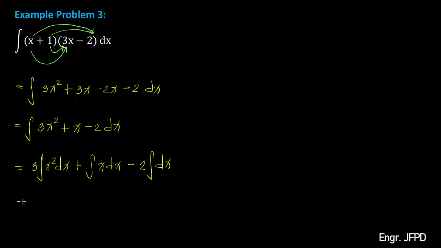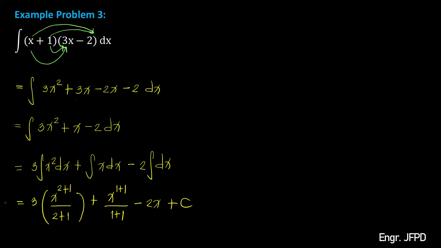Then, applying the power formula for the integral of x squared dx, this is equal to, copy 3, and apply the power formula, this is now x raised to 2 plus 1 over 2 plus 1. Then, for the integral of x dx, again, this is equal to x raised to the exponent of 1 plus 1 over 1 plus 1. And for the integral of dx, take note, that is x multiplied by negative 2. And this is now negative 2x plus c.